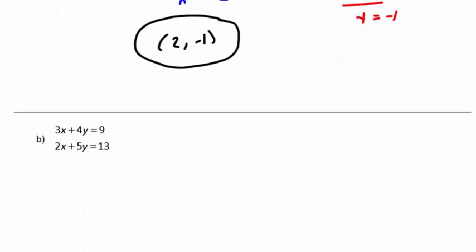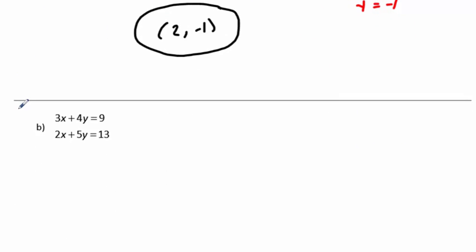Alright, let's check out another example. In part B, if you eliminate the x's, the least common multiple is 6. If you eliminate the y's, the least common multiple is 20. So we're going to go with x since it has the smallest common multiple. So if I want to get 6, I want to multiply the top equation by 2. And if I want to get 6, I need to multiply the bottom equation by 3. Now that would give me a positive 6 in both of them, so we're going to use a negative 3 here to get a positive 6 and a negative 6 so that they add to 0.